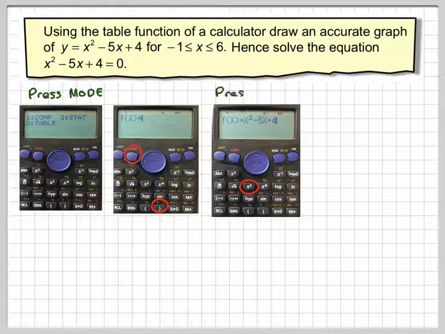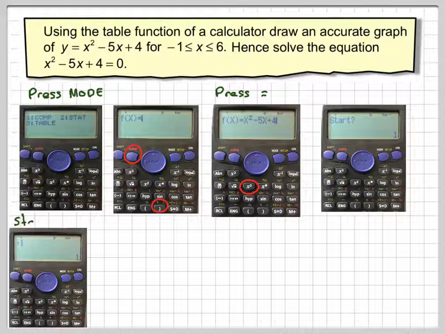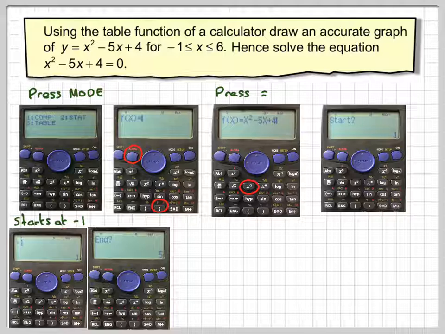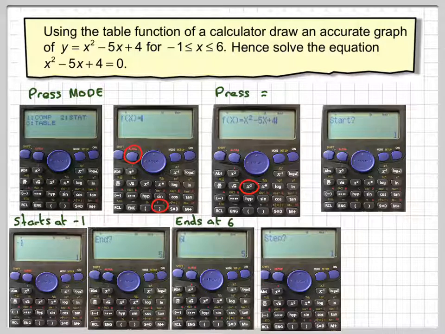And then when we've done that, we're going to press equals, and then we get a start value. Now we want the function to start at minus 1, so we will enter minus 1. When we enter that, it will say the end value, and we'll want the end value to be 6. And then we get on to the step.